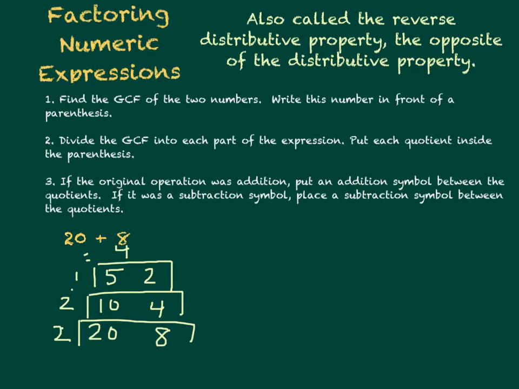It told me in step 1 to write this number in front of a parentheses. So I'm going to say that 20 plus 8 equals 4, and then I'm going to put that number right in front of or next to the parentheses. You're welcome to put a multiplication symbol in if you like, but that is not required.